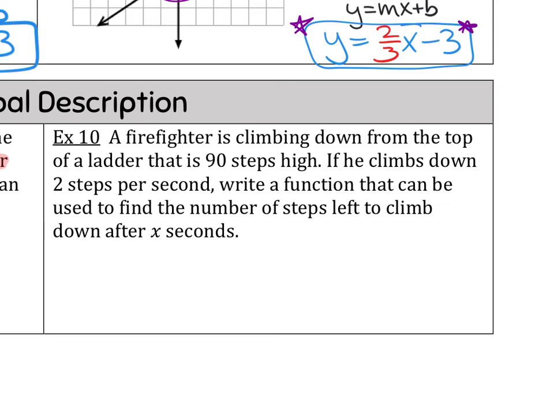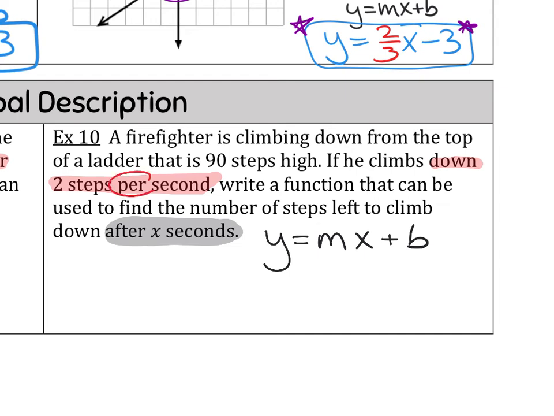Two things. What does X stand for? X stands for seconds, the number of seconds that he's climbing down. And if we're climbing down, might we have some negative numbers? Yeah, we might have some negative numbers here. So when we're filling out our y equals mx plus b, we might have some negative numbers. Do we see any word like each up there? Per. Down 2 steps per second. The word per is my other indicator that the 2 should be multiplied. Where did we put the multiplied number? On the m for mx. Am I going to put 2 or negative 2?